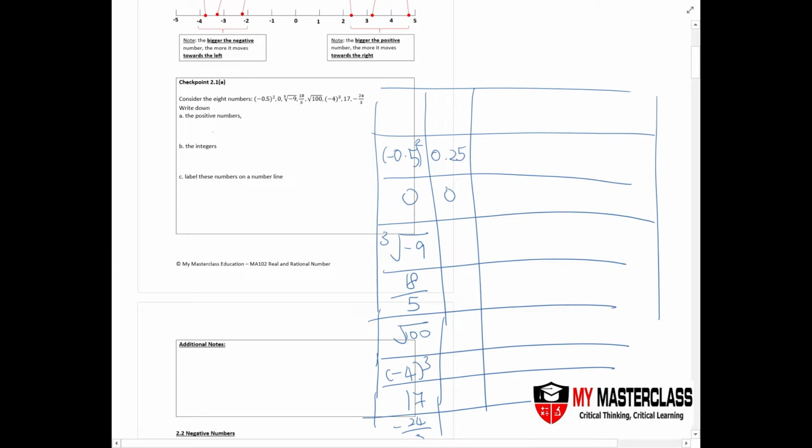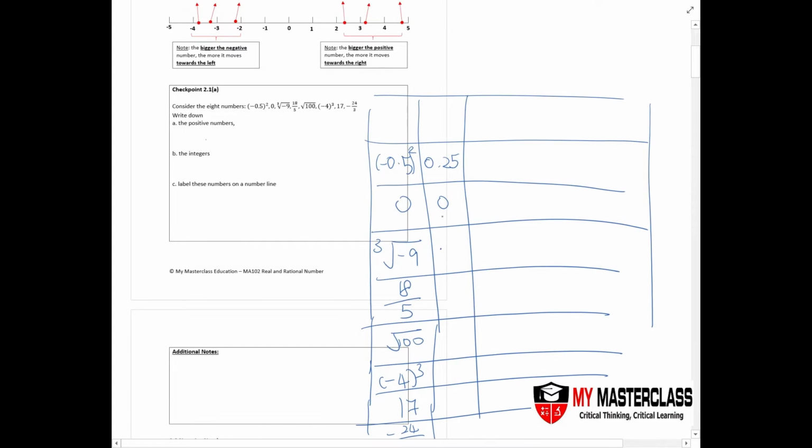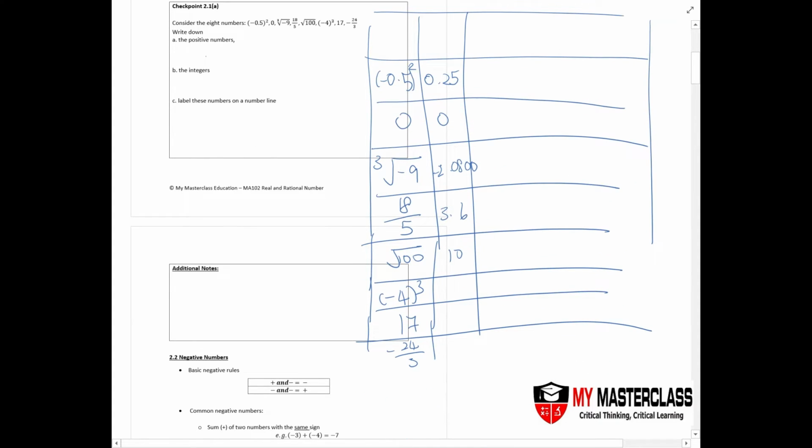So I have 0. Cube root of -9 gives me -2.0800. 18 divided by 5 will give me 3.6. Square root of 100 gives me 10. Then I have -4 to the power of 3, that gives me -64. 17 is as it is. And -24 divided by 3 would give me -8.